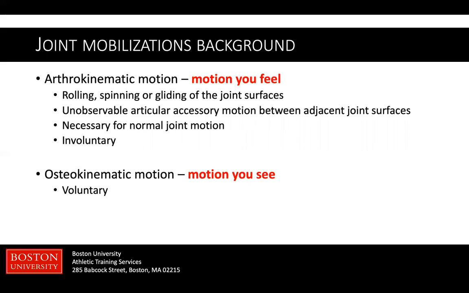So our arthrokinematic is going to be the motion that we feel. It is an involuntary movement, and it can be referred to as the motion that occurs on the articular surfaces of the joint. So we think about the rolling and gliding and translating of those joint surfaces. And this movement is going to be our precursor for our osteokinematic motion, which is the motion that we see. So that's more global joint motion, whereas the arthrokinematic is specific to the joint surfaces.